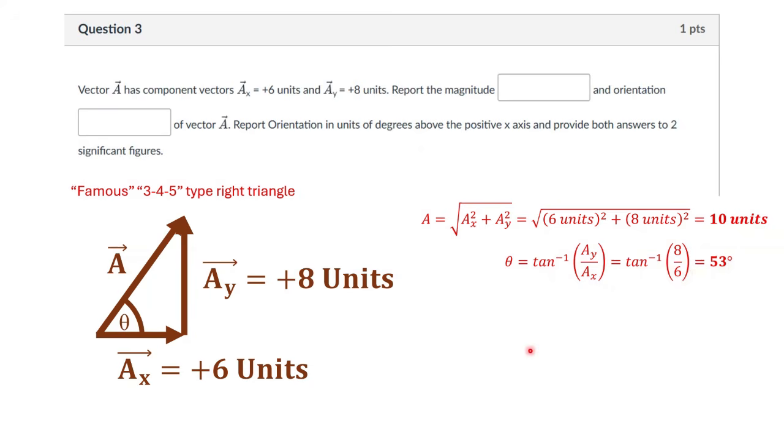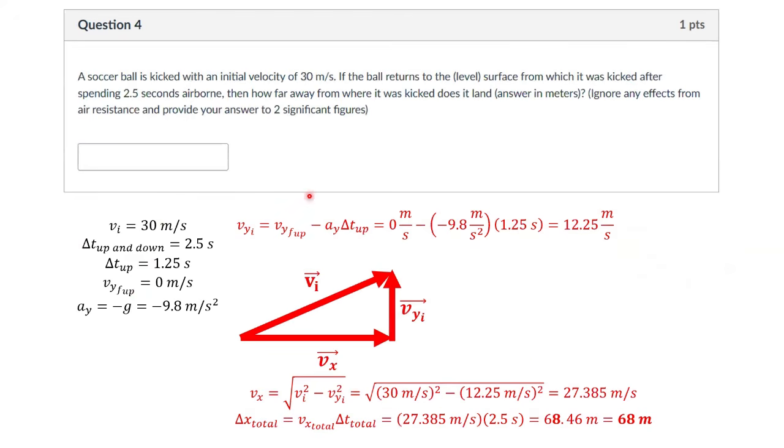Question 4. A soccer ball is kicked with an initial velocity of 30 meters per second. So they don't tell us anything about direction. They just give us the magnitude of the initial velocity. The ball returns to the level surface from which it was kicked. So that's important. The ball starts at the same height that it ends at. That puts a lot of things in play for us.